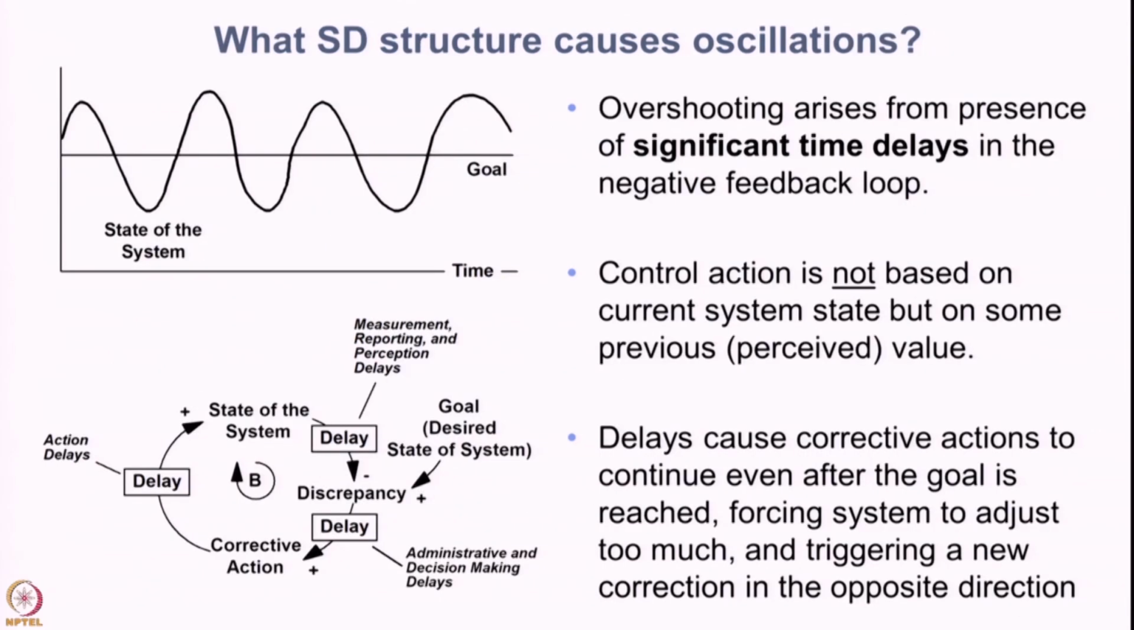Now, what are the SD structures that cause such oscillations? The graph on the top left illustrates typical oscillatory behavior which you can expect, where the system state goes up, overshoots and then undershoots the goal of the system, which is represented by a horizontal line.